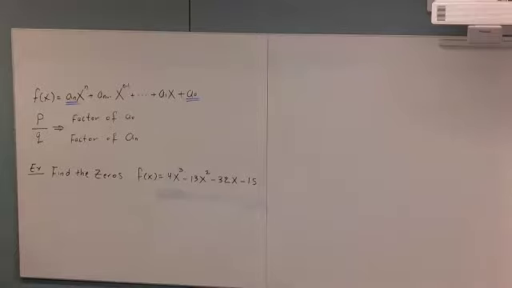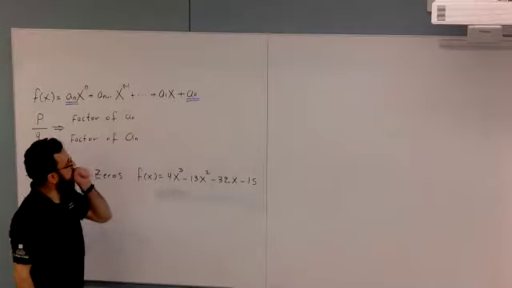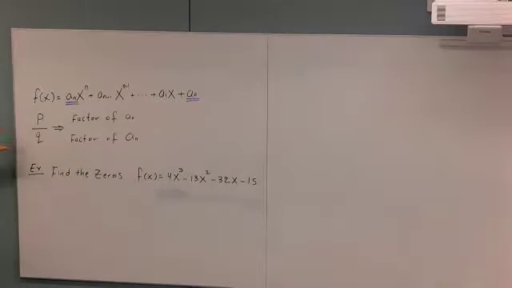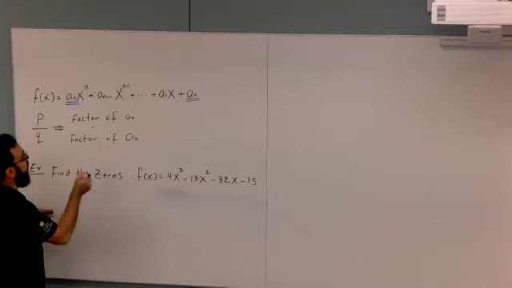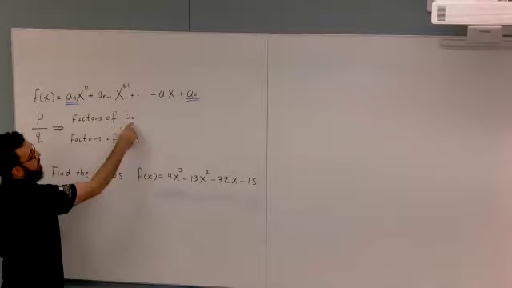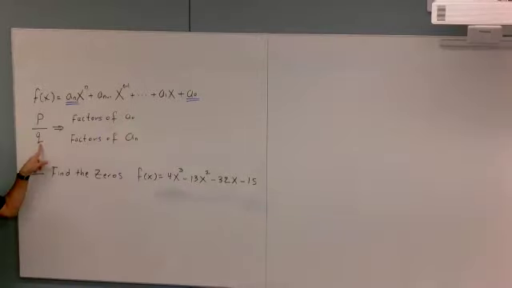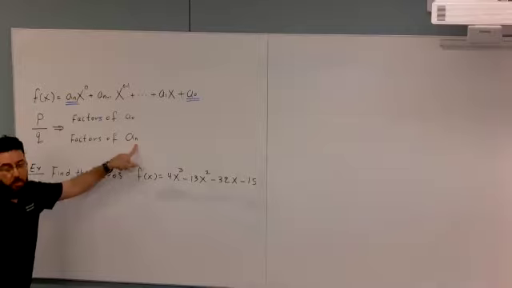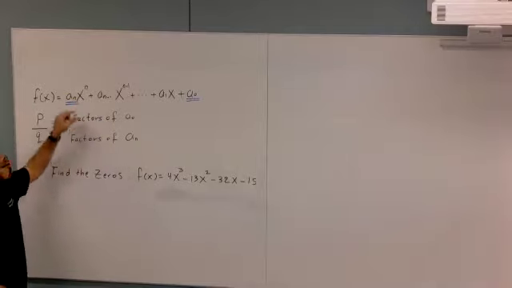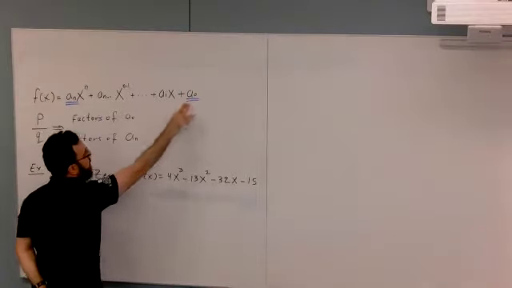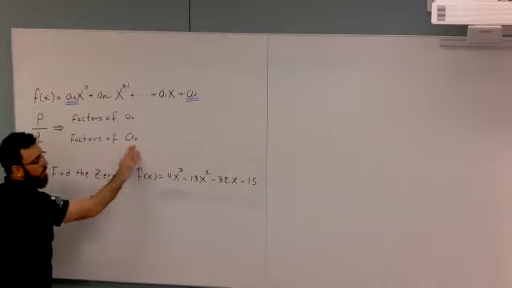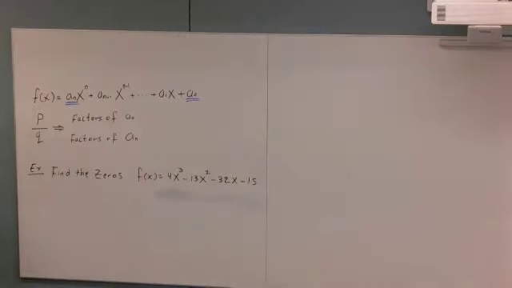We need to locate on the polynomial the coefficient with the highest exponent and the constant number. Then let's check. P over Q. P is just what? Factors of the constant. Q is just what? Factors of the coefficient here. These are two numbers. Don't overthink it. We need the factors of the constant and the factors of the coefficient. Let's try this on this example.